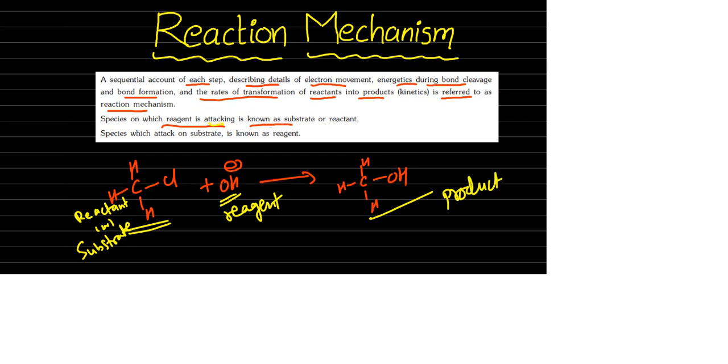Sometimes here it may also form an intermediate. Here the intermediate is forming X, Y, Z, then the product is forming. So this one is the intermediate. So all these steps' explanation is known as mechanism.